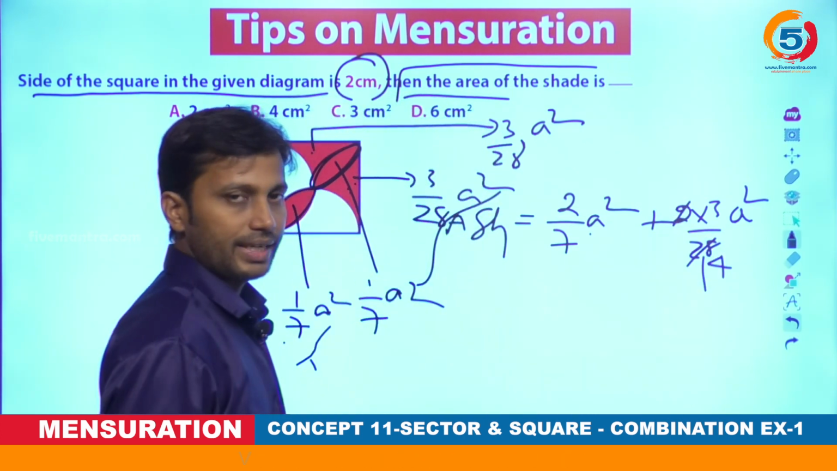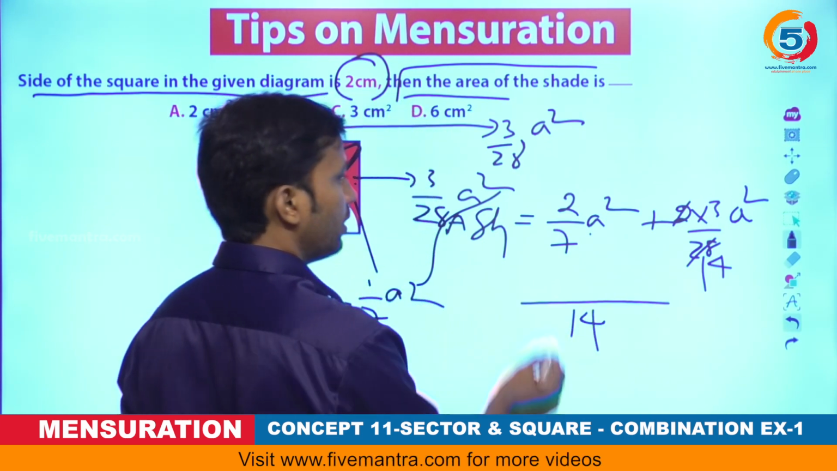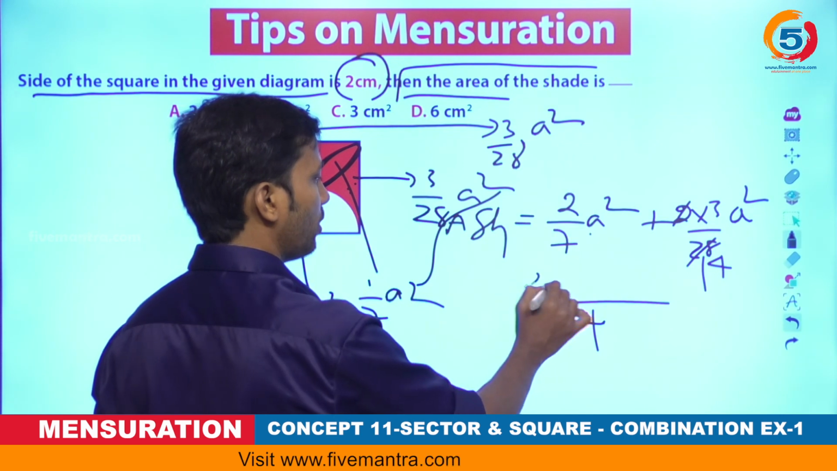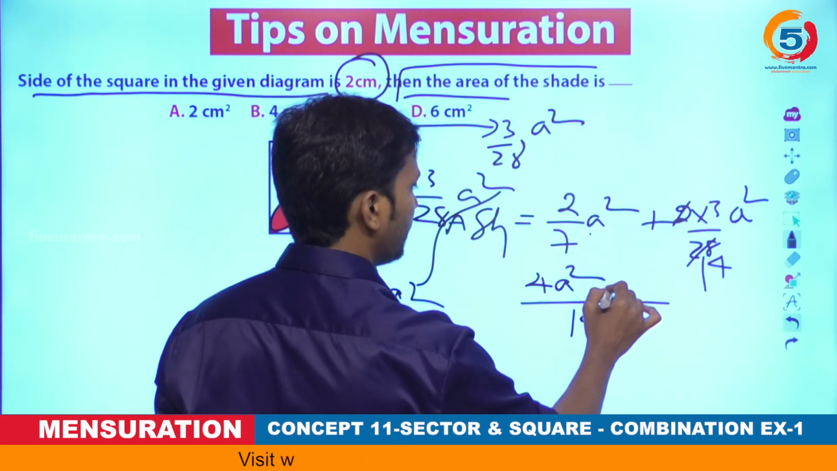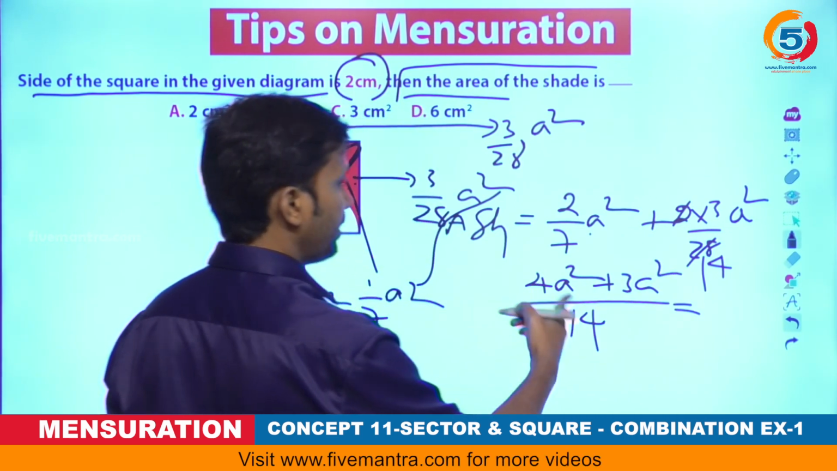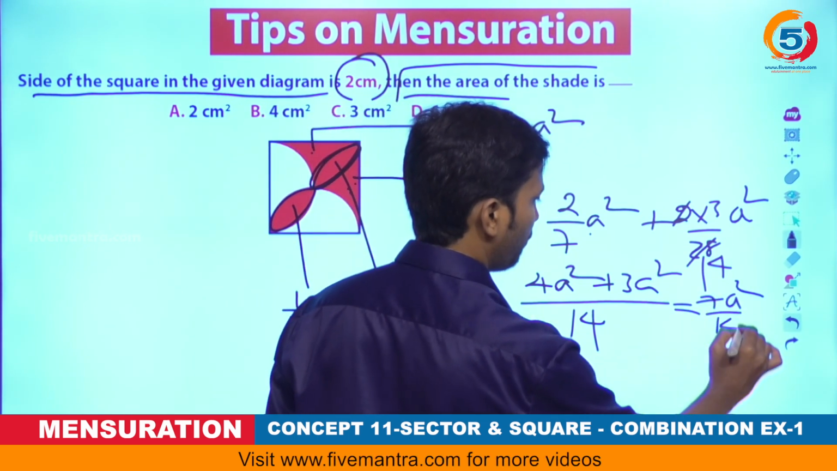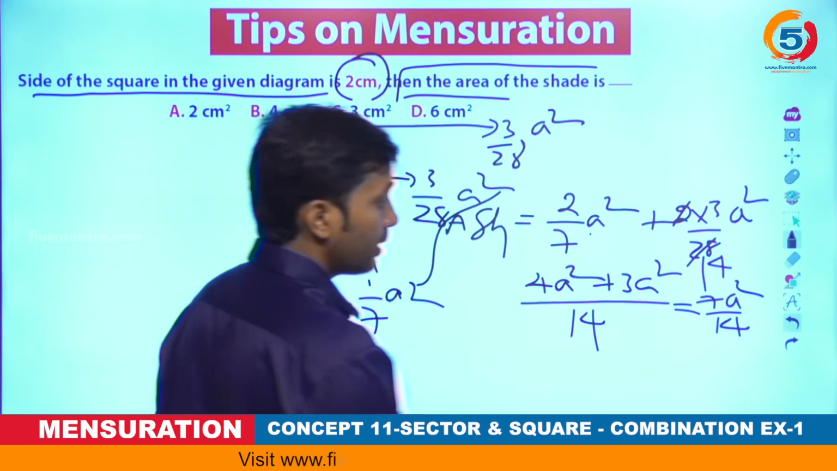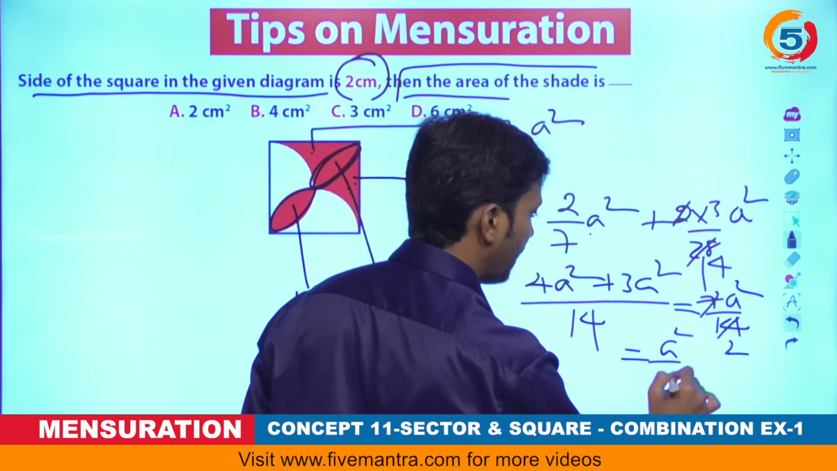Now if you take the LCM, what would be the LCM? 14. 7 2s are 14, and 2 2s are 4 a square, and 14 1s are 14, 1 into 3 a square. That would be how much? 7 a square by 14, or not? 7 a square by 14. Now 7 1s are 7, 7 2s are 14, so that is a square by 2.